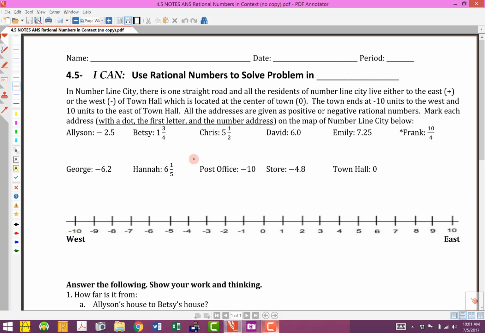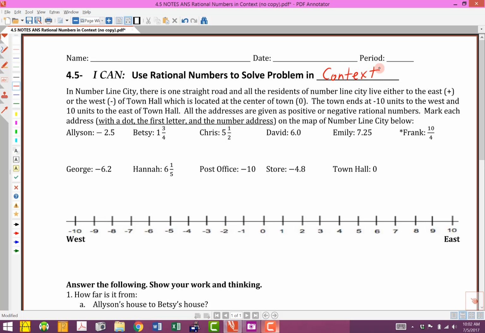So now we're familiar with rational numbers both in fraction and decimal form, and we're now going to do an assignment that puts these in context, and that's the actual I can statement here. So 4.5, I can use rational numbers to solve problems in context. So we're going to use these in the context of some story problems in various settings, and what I'd like to do is just show you a little bit of what your assignment's going to be like.